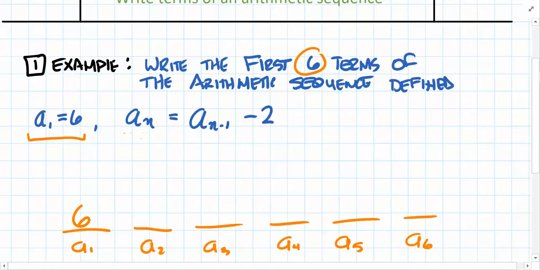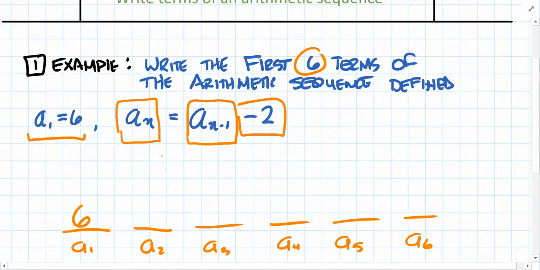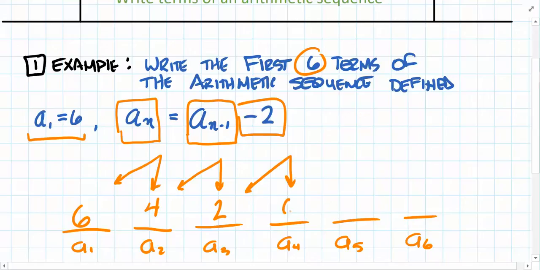And it's telling me that the next term in the sequence is equal to the previous term minus the number 2. So in order to get the second term, I have to look at the previous term and then subtract 2. So 6 minus 2, well, that just gives me a value of 4. So to get this term, I would look at the previous term and subtract 2. 4 minus 2 is 2. To get this term, I would look at the previous term and subtract 2. 2 minus 2 is 0.